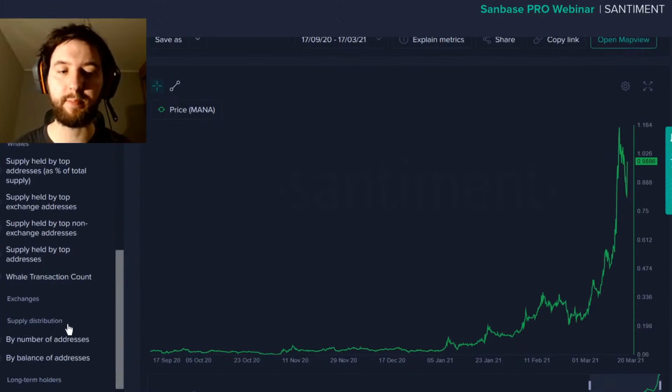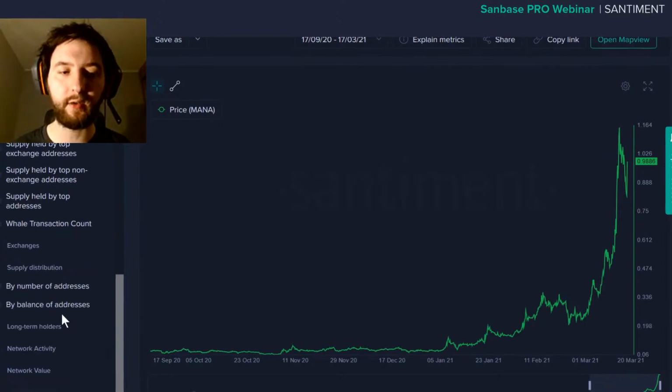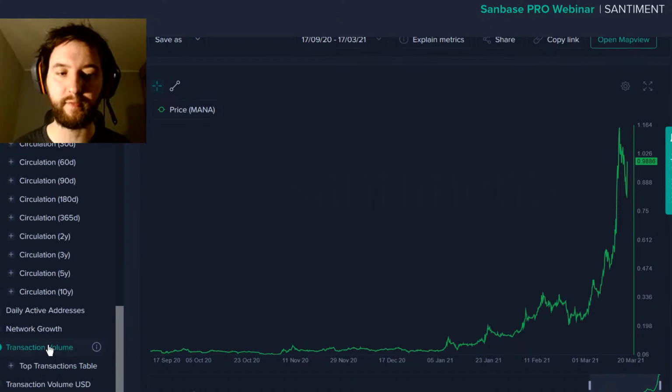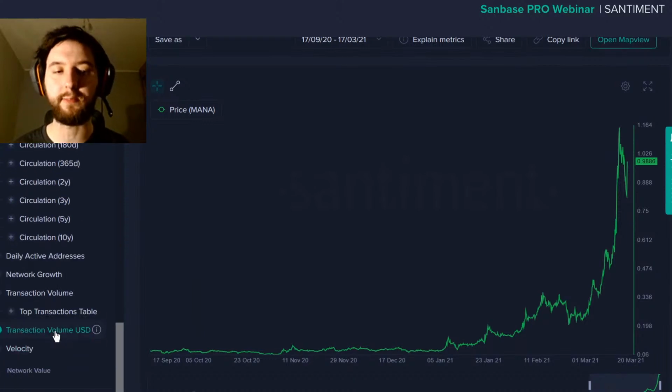Then we're going to move into supply distribution. You might know it as holder distribution if you are not new to the platform, but we have recently renamed it in order to make it a bit more simple for people. We are then going to talk about how you can use supply distribution and look at the behavior of different large groups of addresses and how they interact with the coin over time, especially during the rallies and before the rallies.